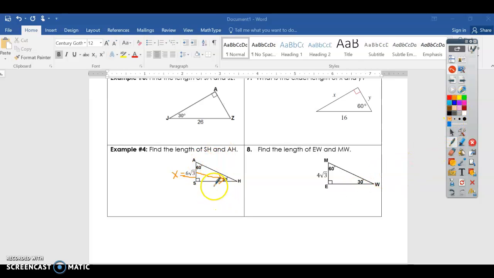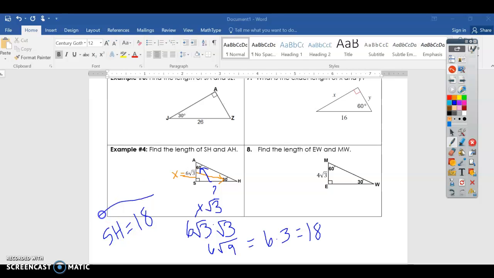Okay, let's find SH. SH is across from 60 degrees. And we know the side across from 60 degrees is x square root of 3. What is x? It is 6 square root of 3. So for x, let's just put 6 square root of 3, then we're multiplying it times the square root of 3. Well, we know that the square root of 3 times the square root of 3 is the square root of 9, and we know the square root of 9 is 3. So that side is 6 times 3, which is 18. So SH is 18.